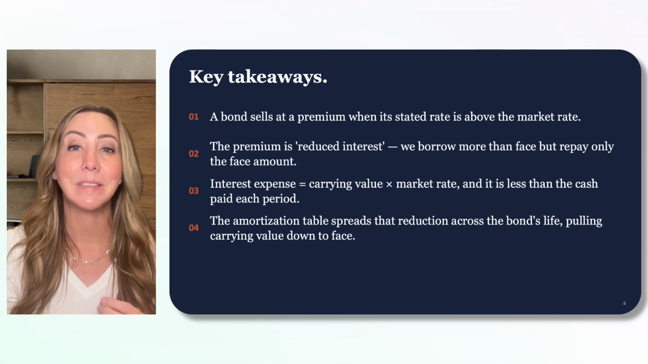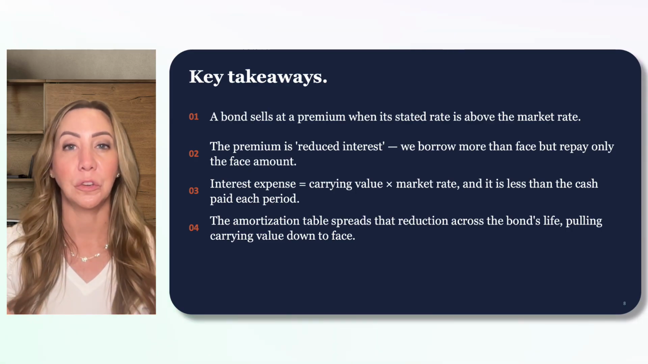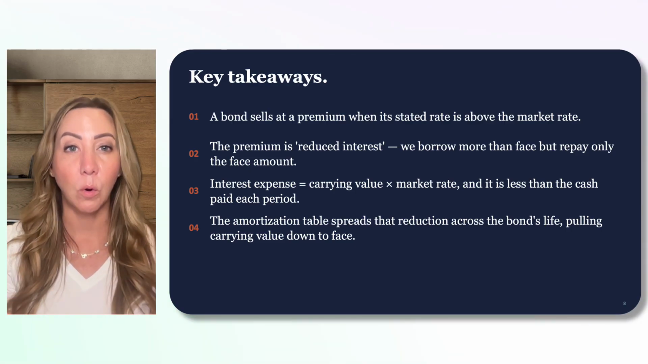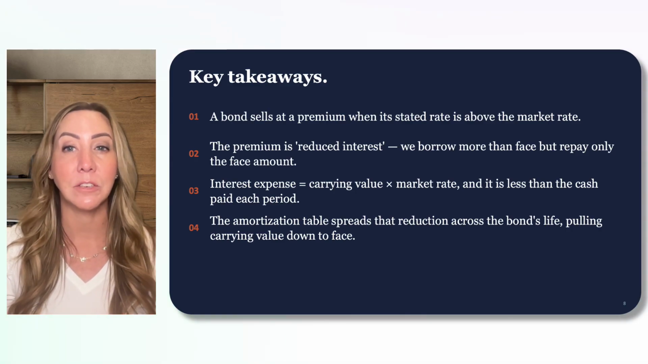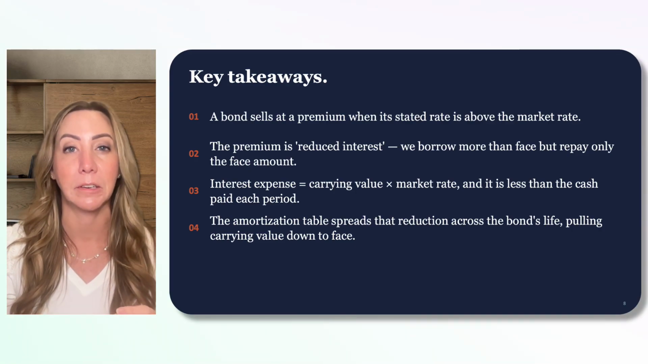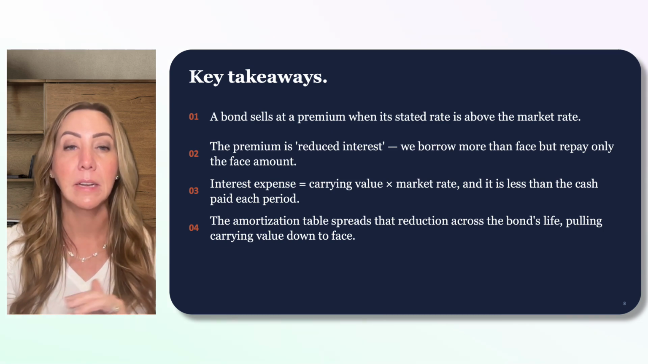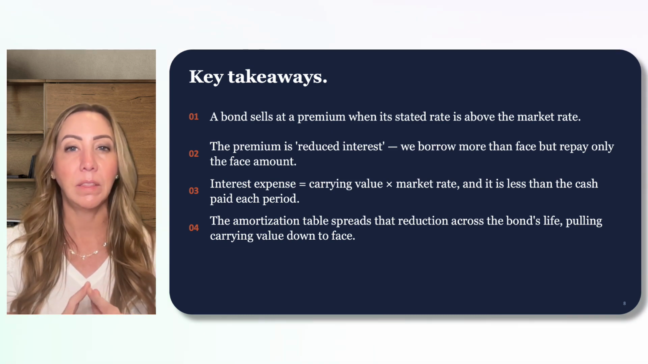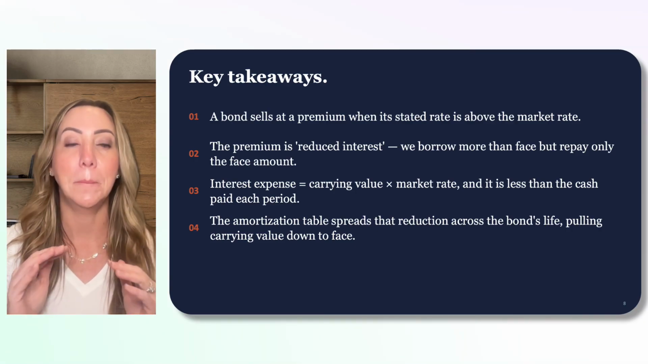To wrap everything up, remember that when the stated rate is above the market rate, a bond sells at a premium. The premium is reduced interest. We borrow more than face, but repay only the face amount. Under the effective interest method, interest expense equals the carrying value times the market rate, and the amortization table just spreads that reduction across the bond's life. You now have one pricing tool and one effective interest method to handle all three cases. The only thing that ever changes is whether the market rate is below, equal to, or above the stated rate.